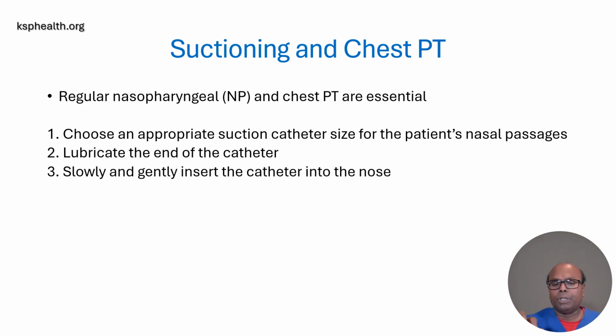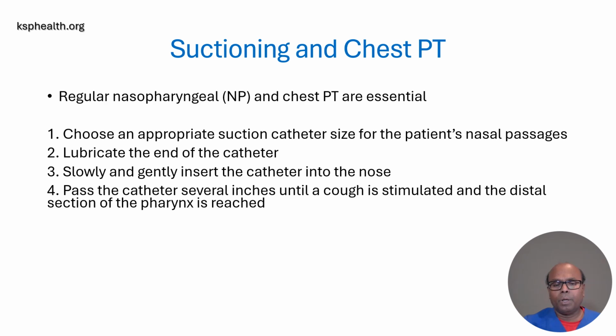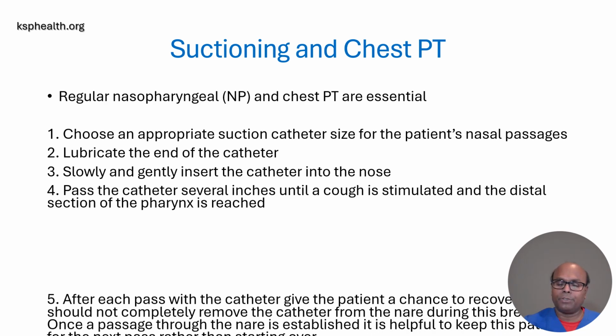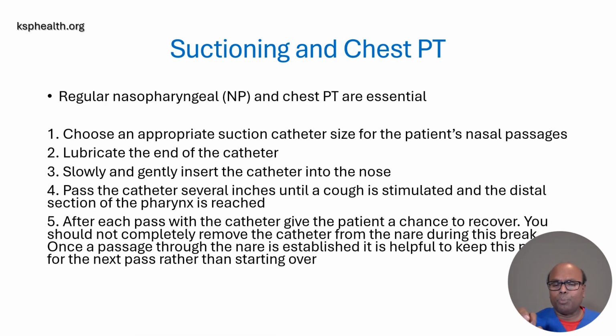Slowly and gently insert the catheter into the nose. Pass the catheter several inches until a cough is stimulated and the distal section of the pharynx is reached. After each pass with the catheter, give the patient a chance to recover. You should not completely remove the catheter from the nare during this break. Once the passage through the nare is established, it's helpful to keep this for the next pass rather than starting it over.